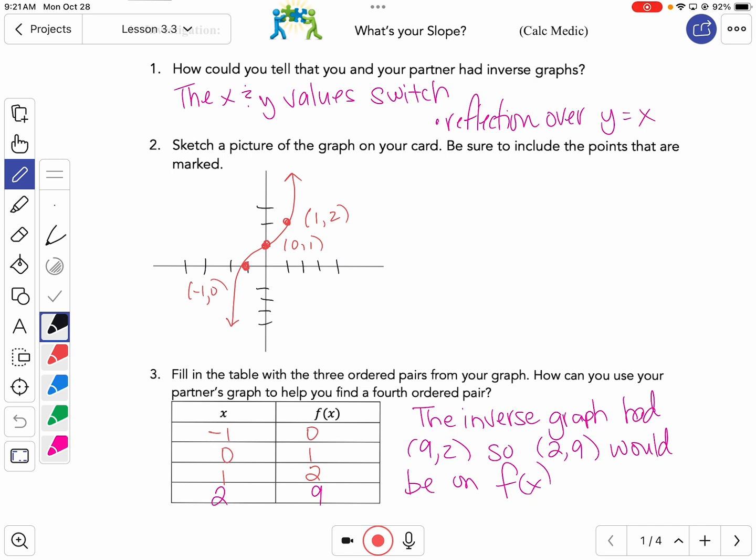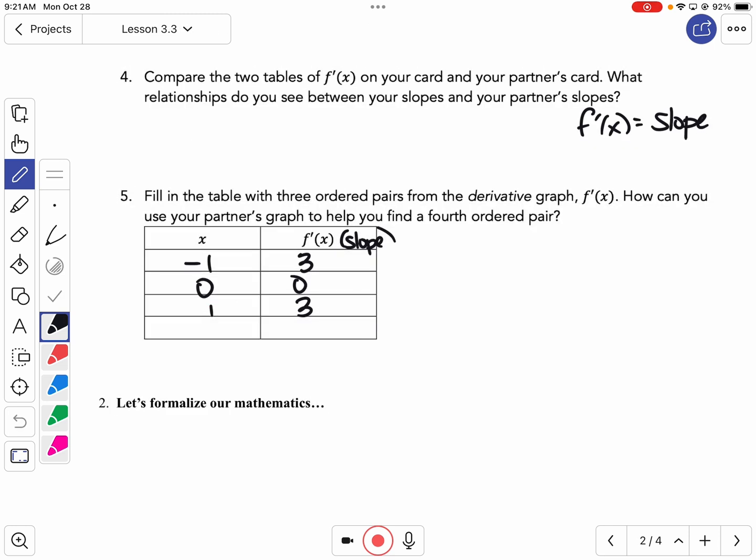It helps if my pen's on. All right, it would have a slope of +3. At 0, it would be 0, and then here it would be +3. Okay, so that's what it's telling me: the slopes of my tangents at those points will be represented that way. Okay, it asked me to look at the inverse function's slopes as well.